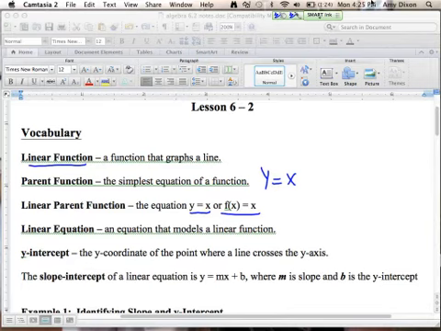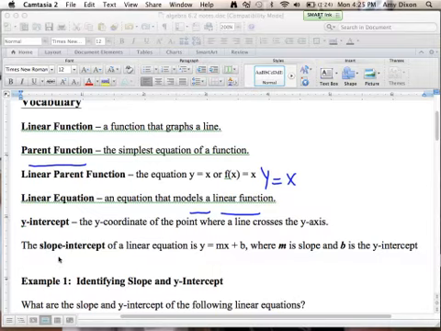Okay, and a linear equation is an equation that models a linear function. This is basically the same thing as a linear function, but this one is called an equation. It's the same thing. The y-intercept is the y-coordinate of the point where a line crosses the y-axis, and we'll talk about that here in a little bit.